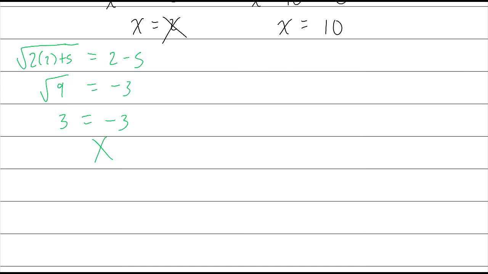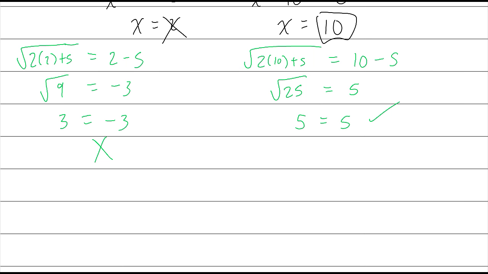Let's try 10. 2 times 10 plus 5 equals 10 minus 5. 2 times 10 is 20, plus 5 is 25. 10 minus 5 is 5. Square root of 25 is 5. 5 equals 5. So 10 is my only solution.